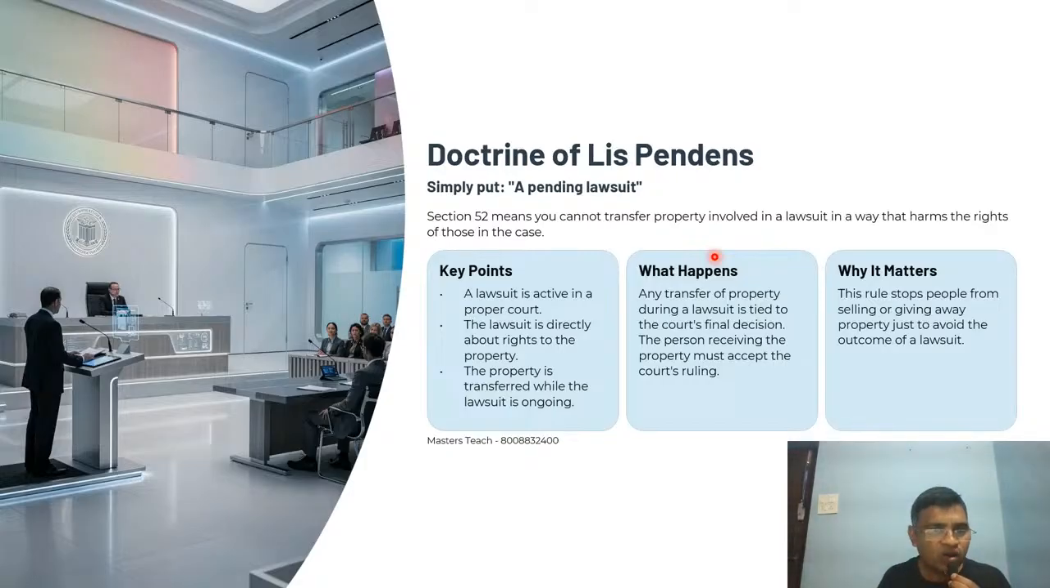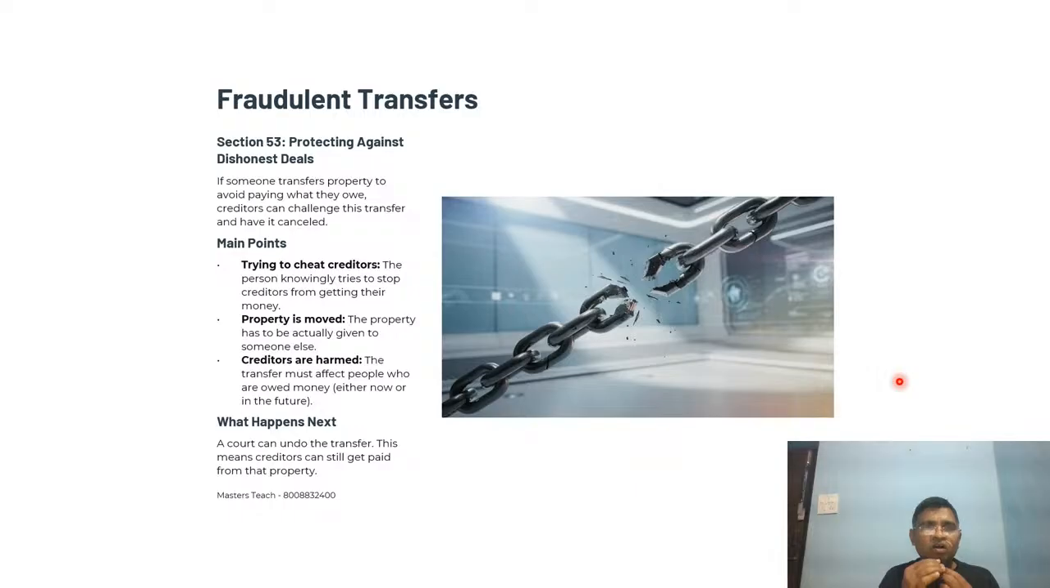Example, a lawsuit active in a property court. The lawsuit is about the rights to the property. The property is transferred while the lawsuit is going on. What happened? Any transfer of property during the lawsuit is tied to the court's final decision. So the person receiving the property must accept the court's ruling. Why does it matter? This rule stops people from selling or giving away property just to avoid the outcome of a lawsuit.